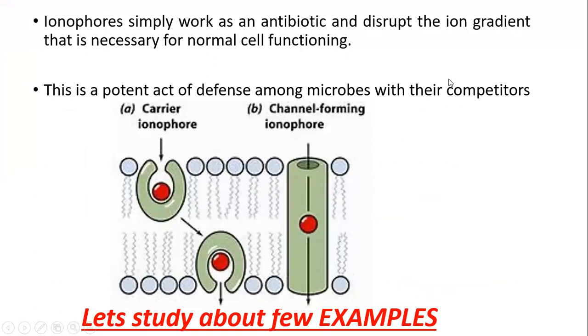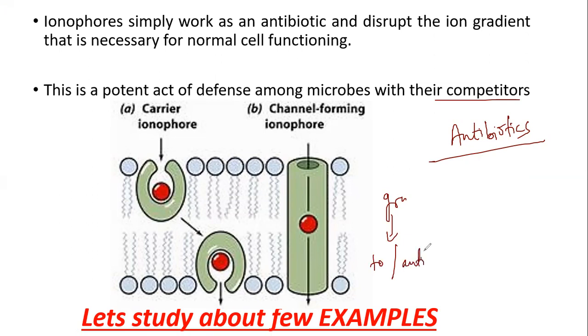So ionophores simply work as an antibiotic, disrupting the ion gradient which is necessary for normal cell functioning. In short, we are discussing how antibiotics actually act, or kill the bacteria. It is a potent act of defense among microbes against their competitors. As I was explaining in the last lecture, there are certain gram negative bacteria which produce certain kinds of toxins or antibiotics in response to their competitors, for example against the gram positive bacteria.